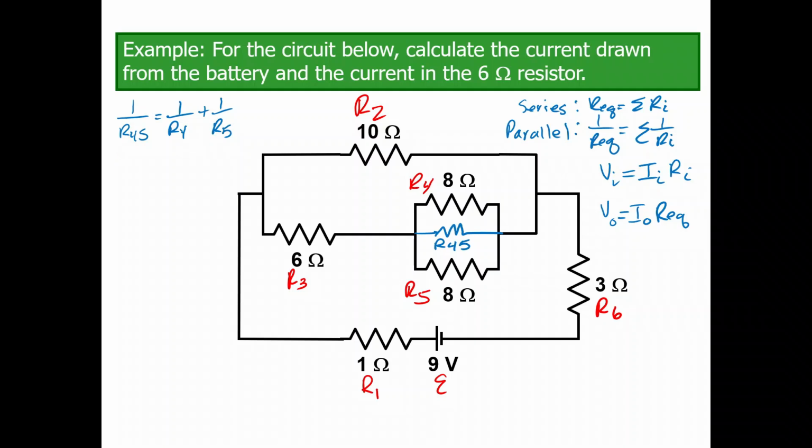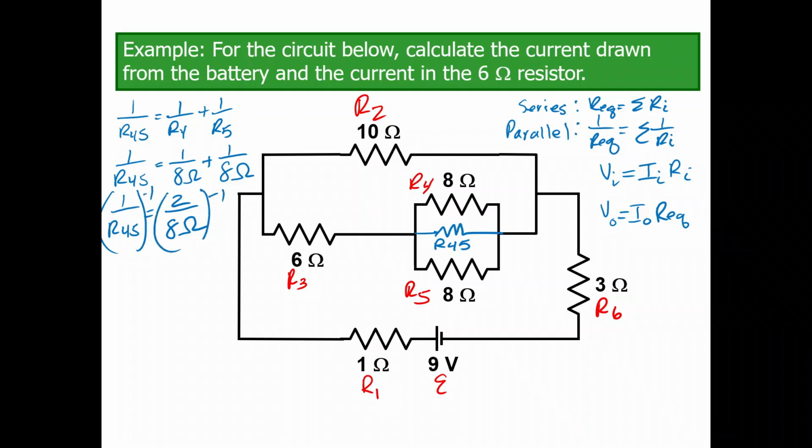With that, this is one of those times where I will allow you to plug in numbers early rather than once at the very end of the problem, because the algebra on these gets insane. So I'm going to say that 1 over R45 is equal to 1 over 8 ohms plus 1 over 8 ohms. So if I add those, 1 over R45 is going to be 2 over 8 ohms. And then if I take the reciprocal to actually find R45, it is going to be 8 ohms over 2, which is just 4 ohms.